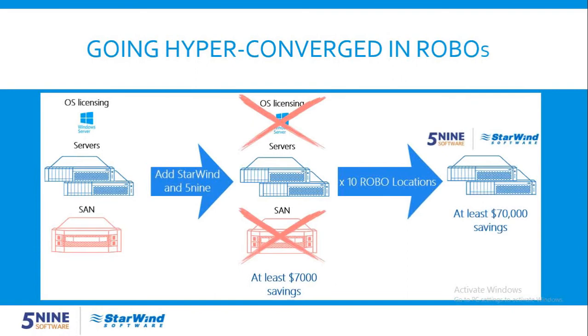So we add StarWind and 5.9 to our initial setup. Effectively, we get rid of a SAN as a dedicated storage layer, get rid of the OS licensing, at least the base license for the 2 servers. And we have saved at least $7,000. And with ROBO, we're talking at least 10 locations to implement that configuration, which is at least $70,000 for the IT budget, and that's $70,000 capital expenditure, and there will be a lot more savings on the operating expenditure on that. And imagine what would be if we implement that in 100 locations.